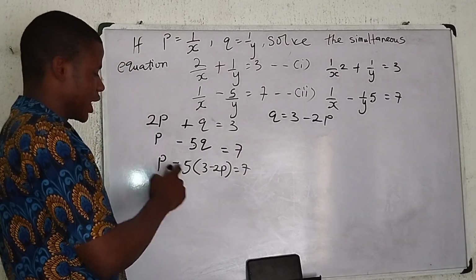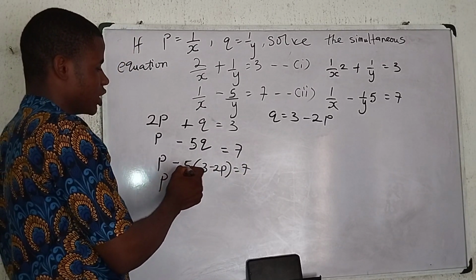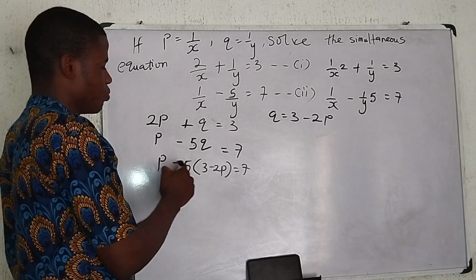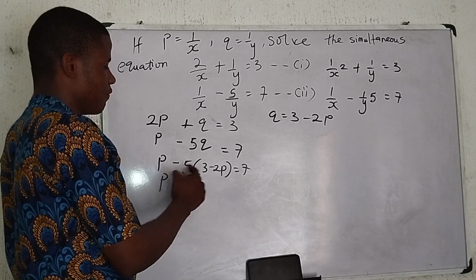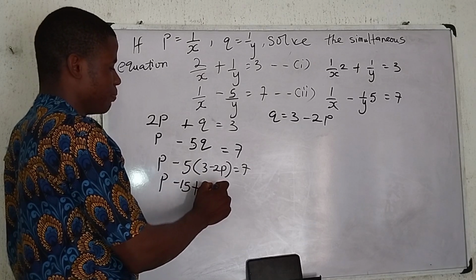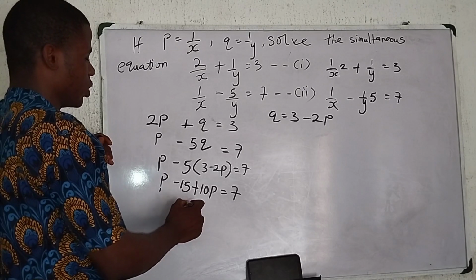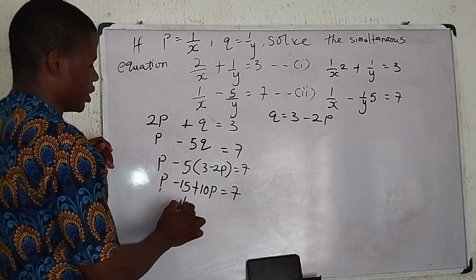That 5Q becomes 5 times 3 minus 2P equals 7. Open the bracket. So I'm having P minus 5 times 3, which gives minus 15. Minus 5 times minus 2P: minus times minus is plus, and 5 times 2P will be 10P, equals 7. We arrange for here. P plus 10P will give me 11P.